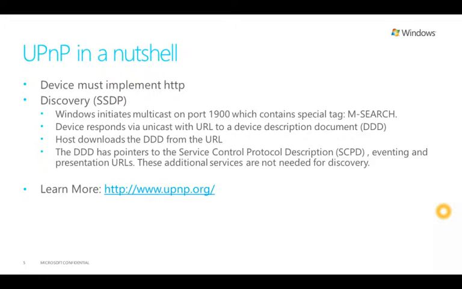The host downloads the device description document from the URL, and then this document has additional URLs to the service control protocol description, or the eventing URL, or even the presentation URL. What this allows you to do is find your device, determine what functionality the device offers, and listen for events from your device as well. If you want to learn more about UPnP, you can go to upnp.org, where there's a lot of information about how to build UPnP-enabled network devices.